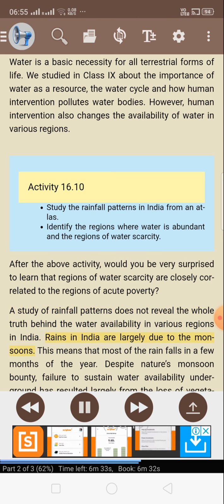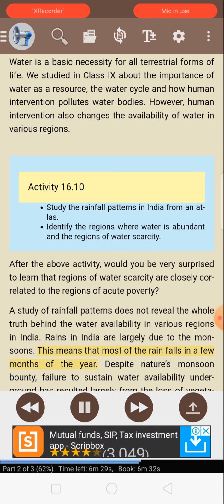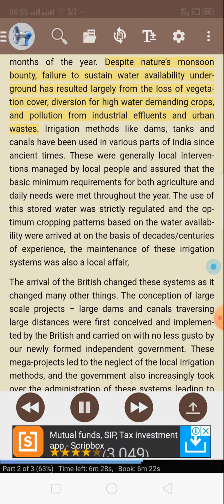Rains in India are largely due to the monsoons. This means that most of the rain falls in a few months of the year. Despite nature's monsoon bounty, failure to sustain water availability underground has resulted largely from the loss of vegetation cover, diversion for high water demanding crops, and pollution from industrial effluents and urban wastes.